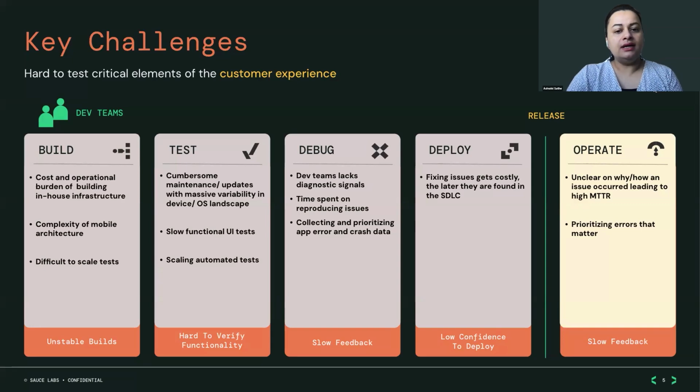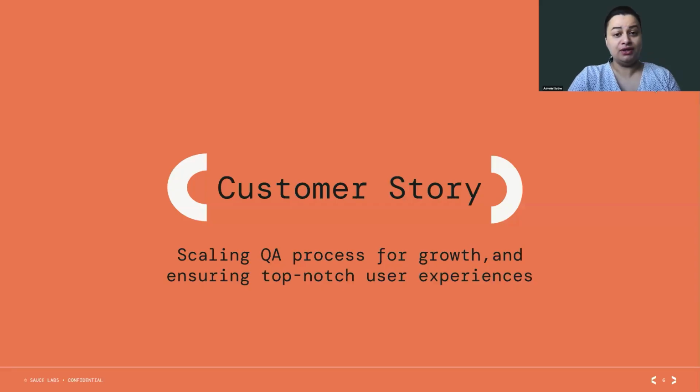So all in all, these challenges are making it hard to verify the functionality that really matters for the customer experience. It's reducing confidence to deploy, and that slow feedback loop across production and pre-production is impacting development velocity. So I thought it would also be compelling to see how some of our own customers have solved these challenges in the real world.